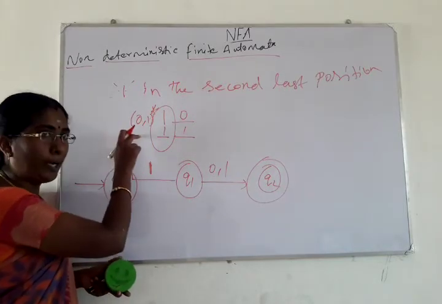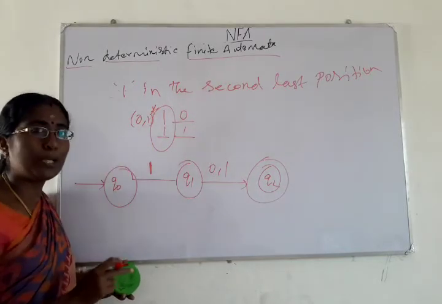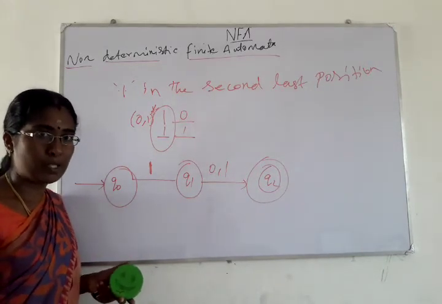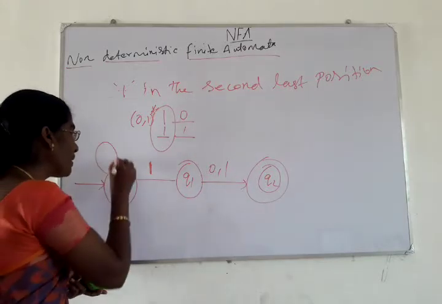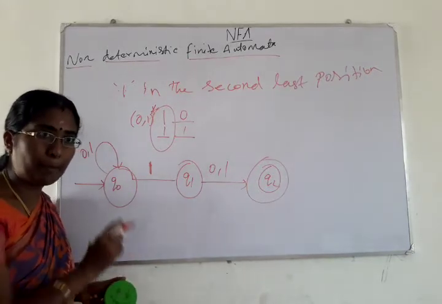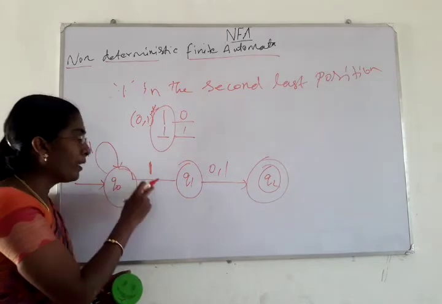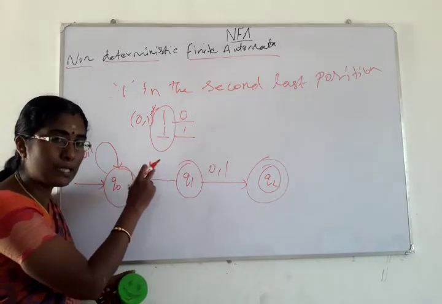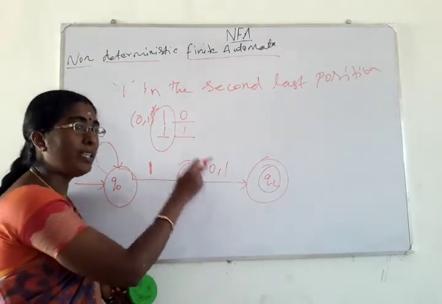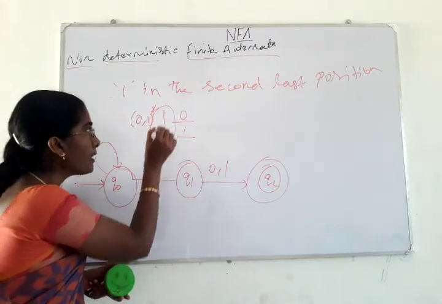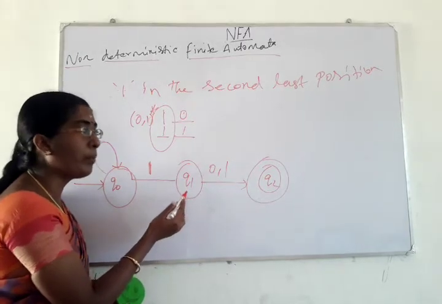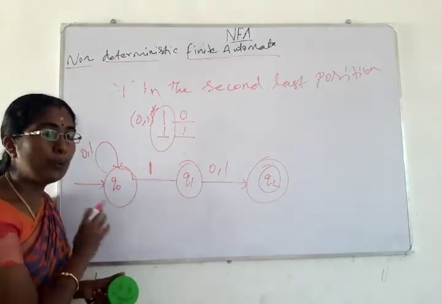Before this one, it is having any sequence of zeros and ones. Any sequence of zeros and ones can be represented by using a self transition. Right? Here we are having a self transition for the input symbols 0, 1. After that, this is for representing the second last symbol, which is equal to 1. After this one, it is having either 0 or 1. So for this, we are making a transition from the intermediate state to the final state. Right? Now this is an NFA.